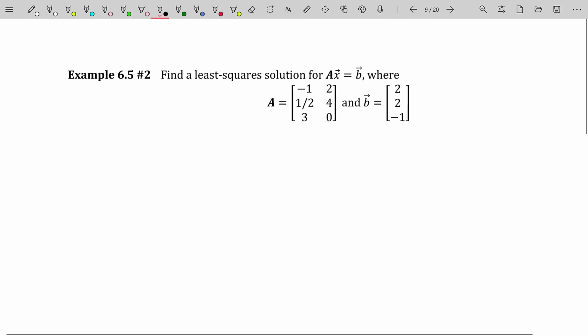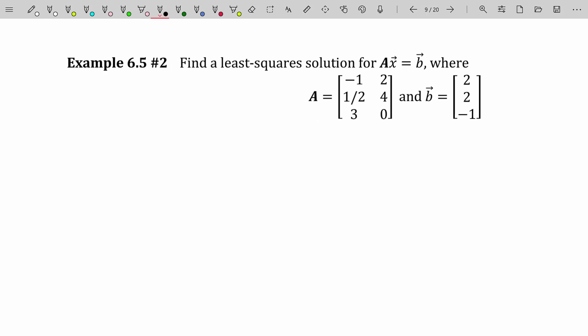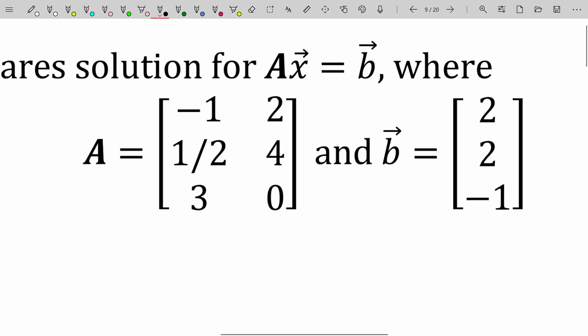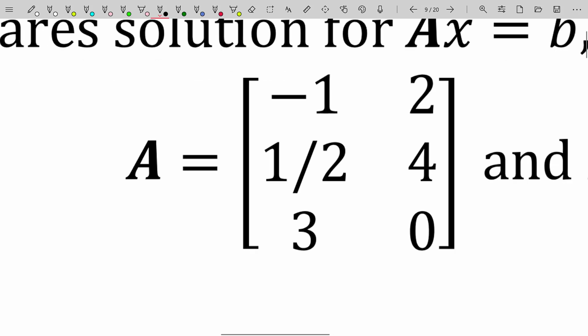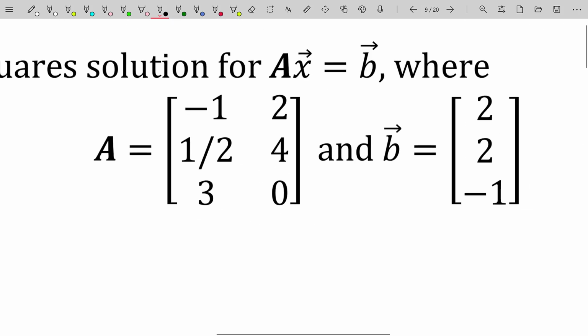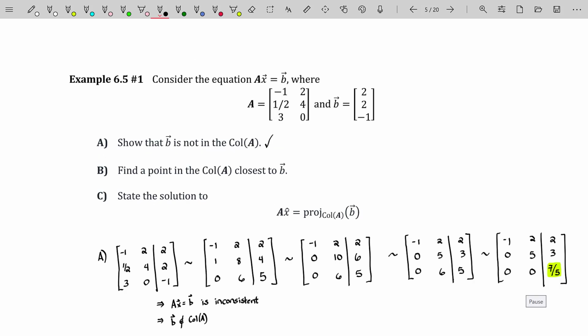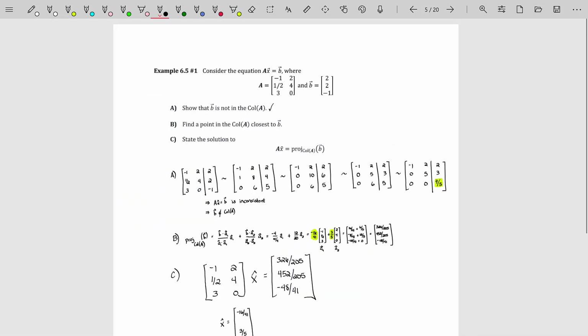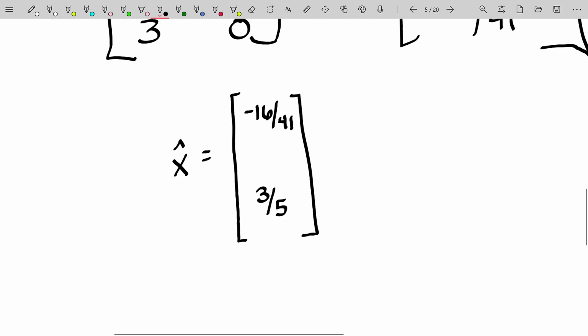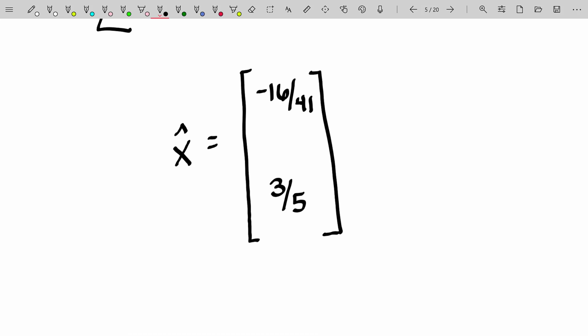So let's go ahead and find the least squares solution for AX equals B, where A is this matrix right here, and B is the vector 2, 2, negative 1. Now, just to remind you, we actually found the least squares solution to this in the previous video. It was this guy right here, and the solution ended up being negative 16 over 41 and 3/5. But let's go ahead and use our new theorem to see if we get to the same solution.